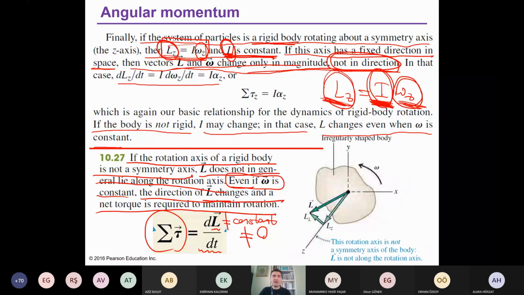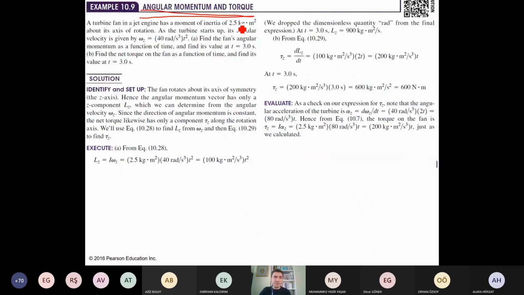And now let me continue with the example 10.9, angular momentum and torque. A turbine fan in a jet engine has a moment of inertia of 2.5 kilogram meter square about its axis of rotation. So moment of inertia is given. As the turbine starts up, its angular velocity is given with this expression. What do you see here? That the angular velocity depends on the t square. So as a function of time, angular speed increases.